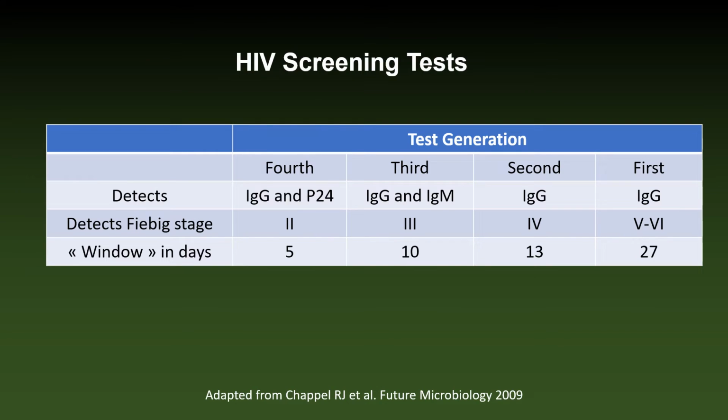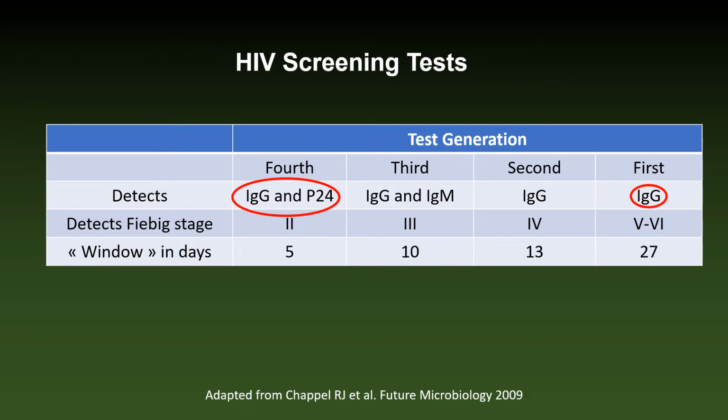Nucleic acid tests, which detect HIV RNA, are not adapted to large-scale screening because of expense and false positive results. Screening tests detect the immune response and have improved over the years. First-generation tests detected only IgG, using antigens from culture supernatants. The fourth-generation tests used today detect IgG and/or P24.